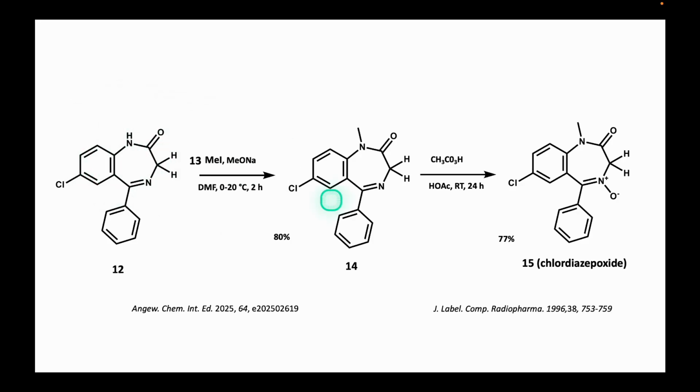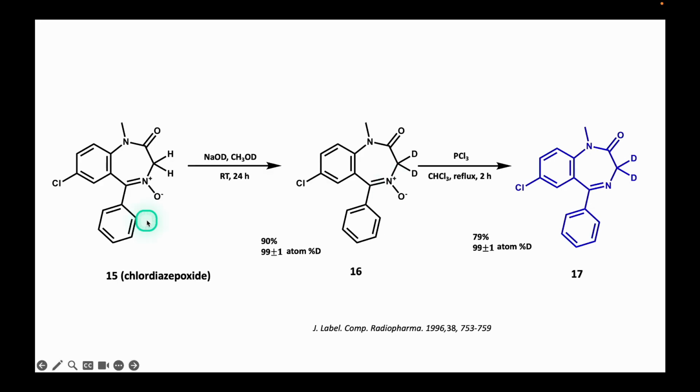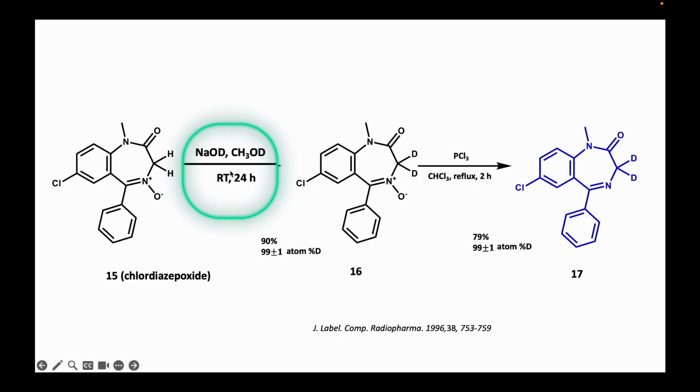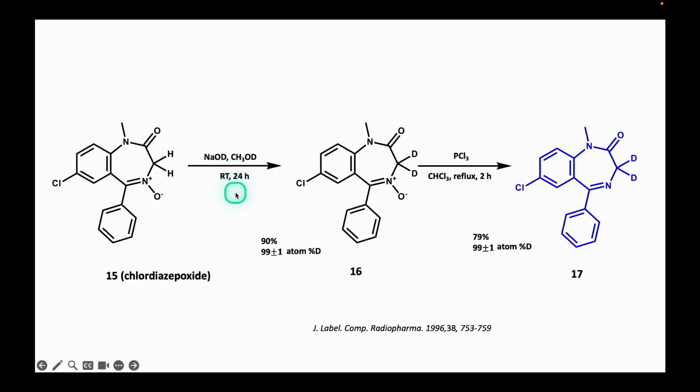In order to optimize the deuteration process, the indicated nitrogen is protected as the N-oxide by treatment with peracetic acid to generate chlordiazepoxide 15. The treatment of compound 15 with deuterated sodium hydroxide initially generates the lactam enolate, which, when subsequently trapped with deuterated methanol, and by repeating these transformations, they achieve the introduction of 2 deuterium atoms into the alpha carbon of the lactam.